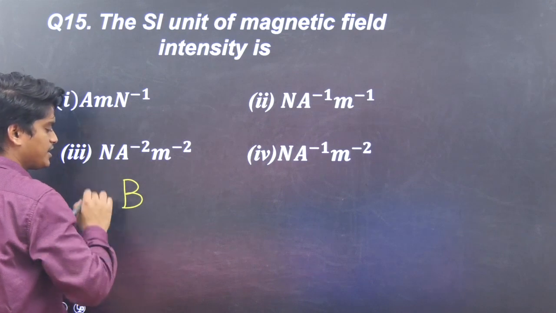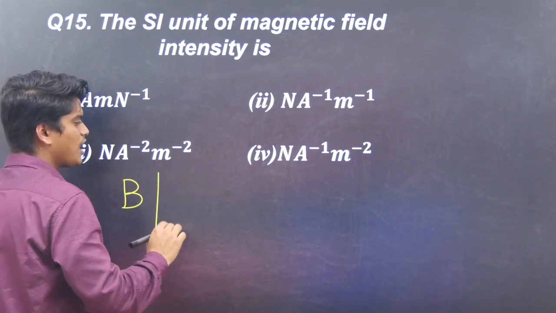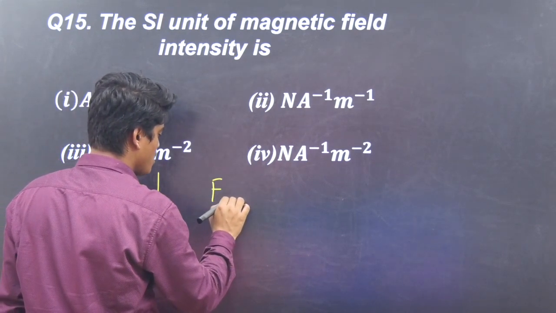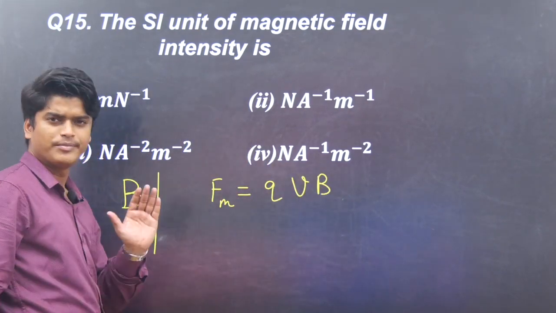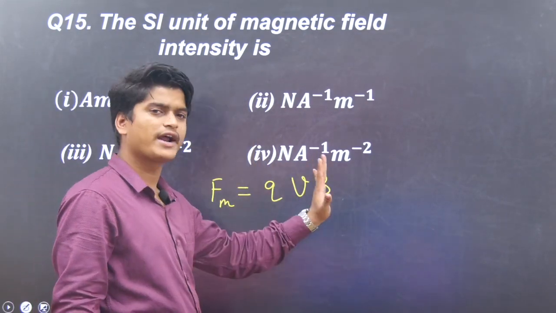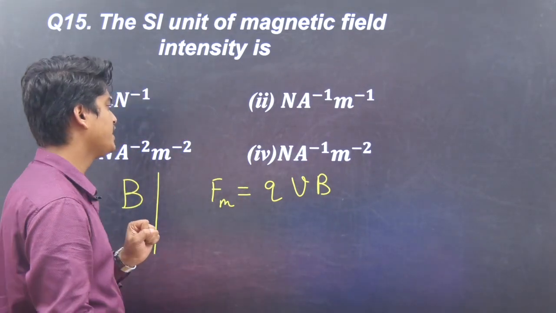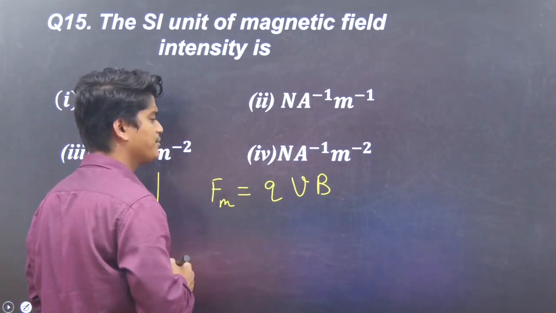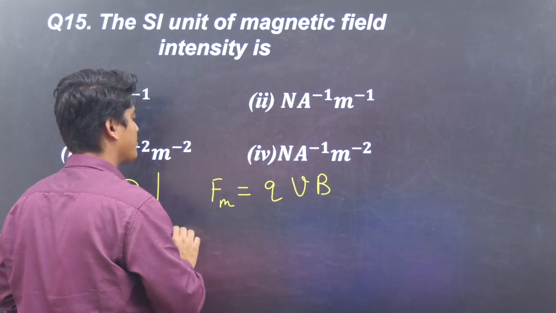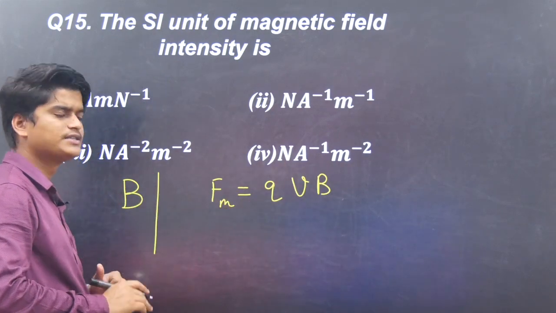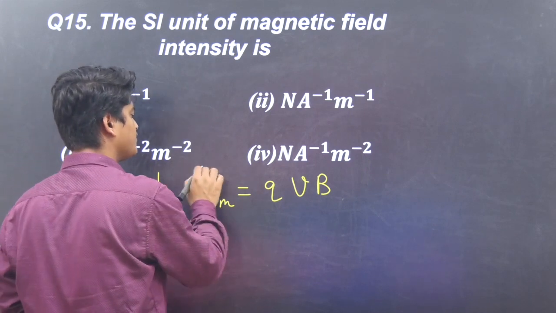Magnetic intensity, you take basically B here. Now I am telling, remember one formula: magnetic force is nothing but QVB. With this formula you can always calculate the SI unit of B, or if you want to find the dimension you can also find it. Here Q is the charge, V is the velocity, B is the magnetic field, or you can say field intensity, and Fm is the magnetic force.